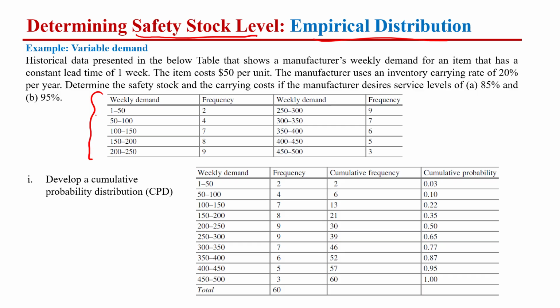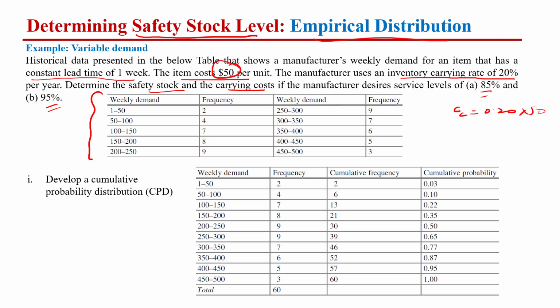So I am considering the example right now where the lead time is constant, but the demand is in variable form. As you can see from this data, it is indicating a manufacturer's weekly demand for the item with a constant lead time of 1 week. They have given us the item cost, which means the product cost. It is also indicating the inventory carrying rate, which is 20%. So based on this, we can easily calculate the carrying cost per unit, which is going to be 0.2, the inventory rate of 20%, multiplied by the product cost, which is 50. Further, it says to determine the safety stock level as well as the carrying cost if the manufacturer desires a service level of 85% as well as 95%.